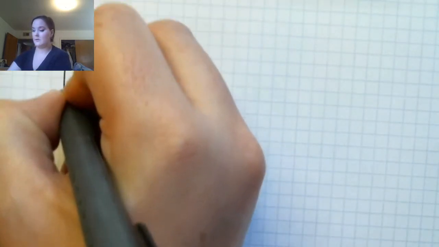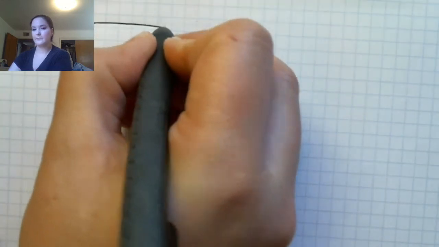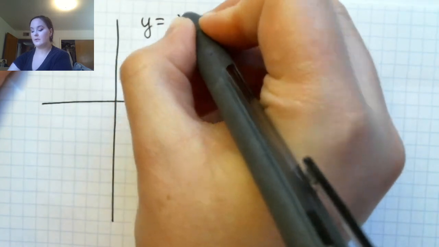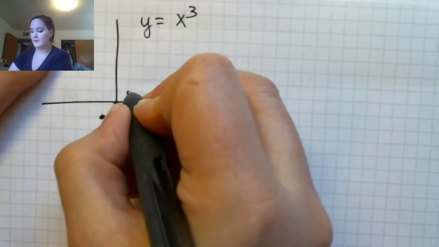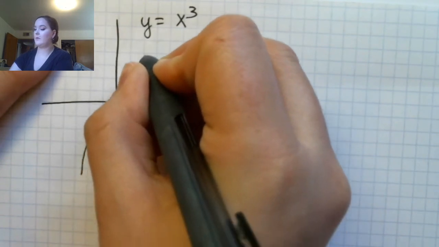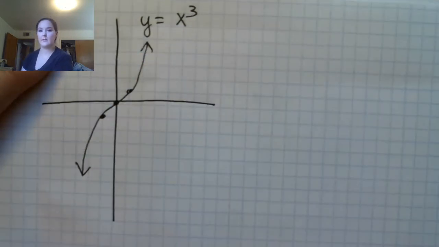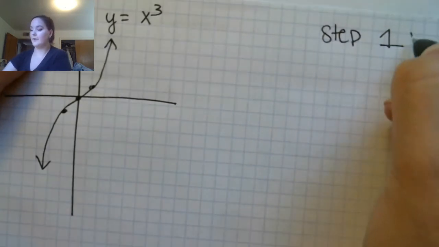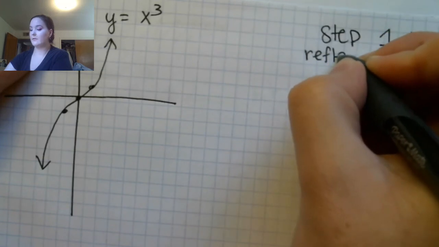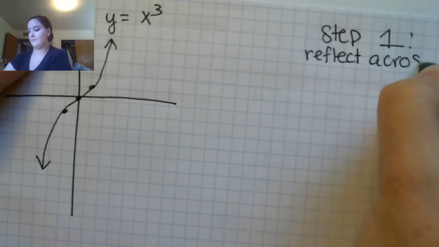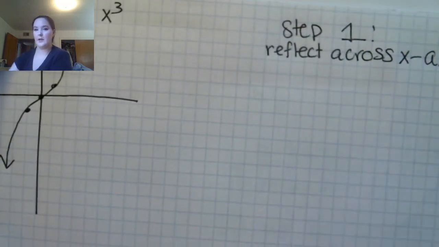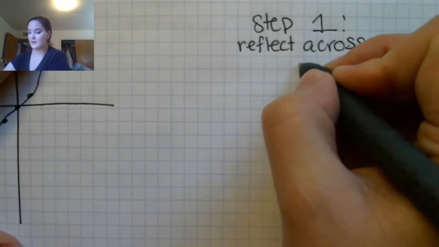Okay, so let's look at our graphs. My base graph, y equals x cubed, has these key points and this shape. All right, now my first step is going to be to reflect. So I'm going to reflect across the x-axis.